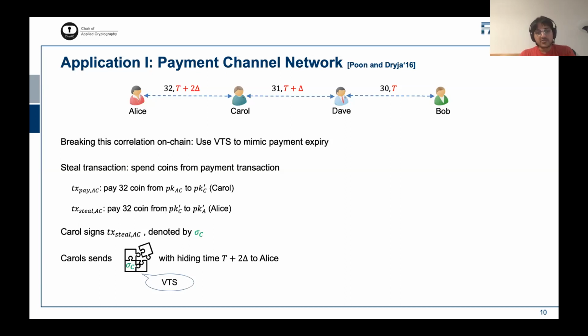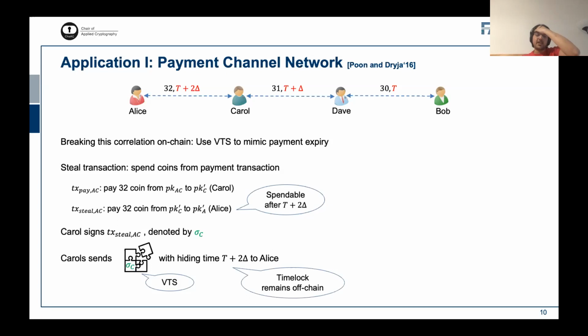And so to do this, what Carol does is Carol puts this signature into a VTS with a hiding time of t plus 2 delta and gives this VTS to Alice, okay? Notice that Alice can force open this VTS to learn sigma c after time t plus 2 delta, and by then, she knows the steal transaction and a valid signature. So if ever Carol posts the payment transaction after t plus 2 delta, Alice can immediately steal it back, okay? And notice that this VTS is completely off-chain.